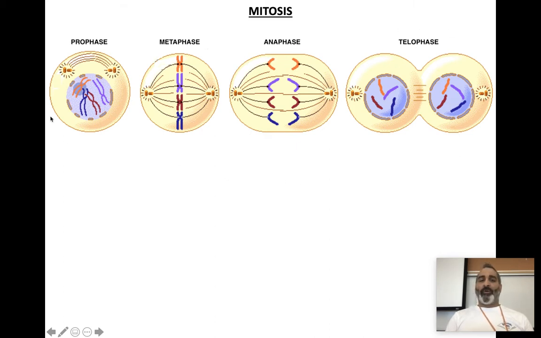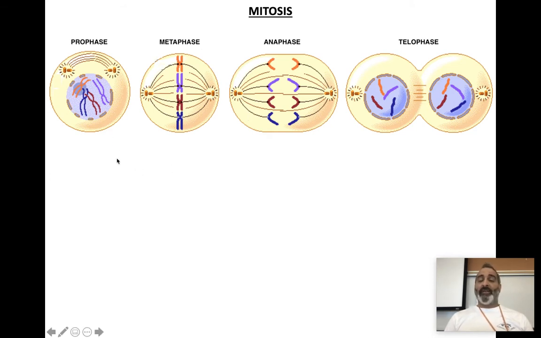Okay, so we're going to go through each part. This is the order in which they occur: prophase, metaphase, anaphase, telophase. Now, interphase, which we spoke about in a previous lecture, is not part of mitosis. Interphase is not when the cell is dividing. The cell is preparing to divide and doing its normal stuff in interphase. But mitosis is when it's actually dividing.